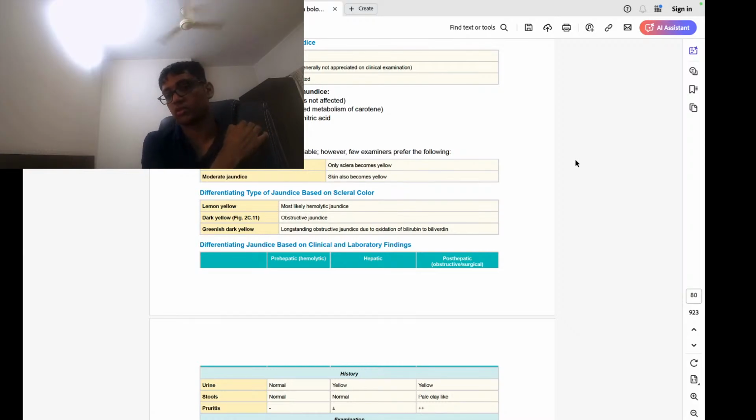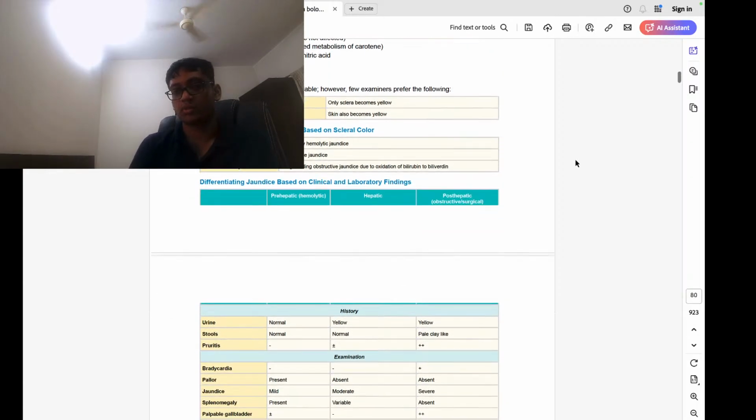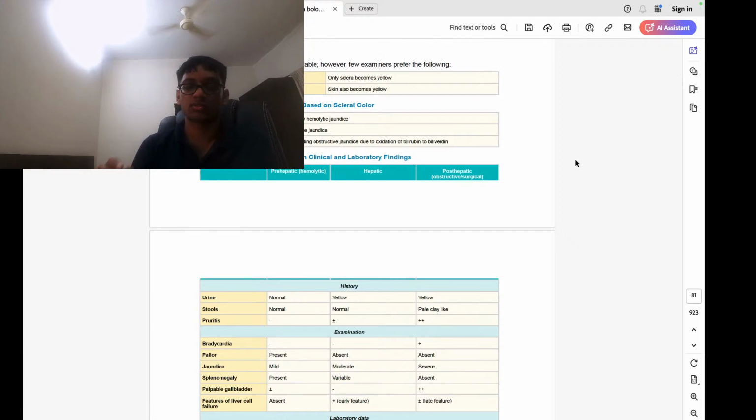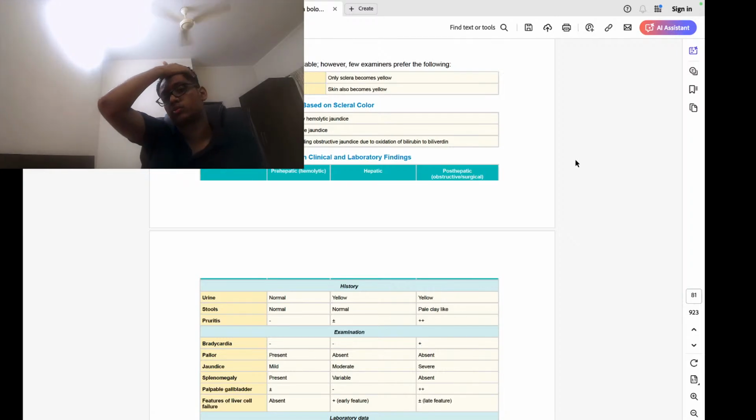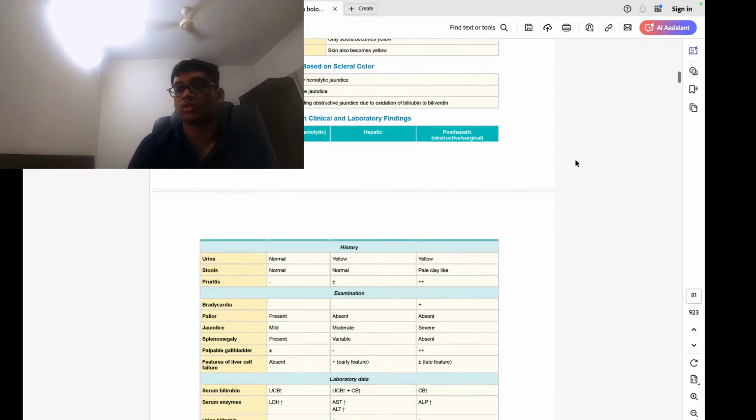In mild jaundice only the sclera becomes yellow; in moderate jaundice the skin also becomes yellow. Differentiating types based on the scleral conjunctiva: lemon yellow is hemolytic jaundice, dark yellow is obstructive jaundice, and greenish yellow is long-standing obstructive jaundice due to oxidation of bilirubin to biliverdin.